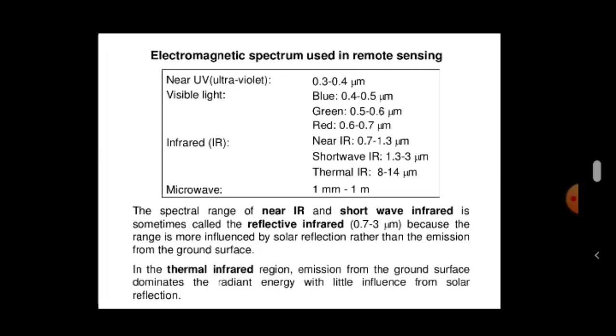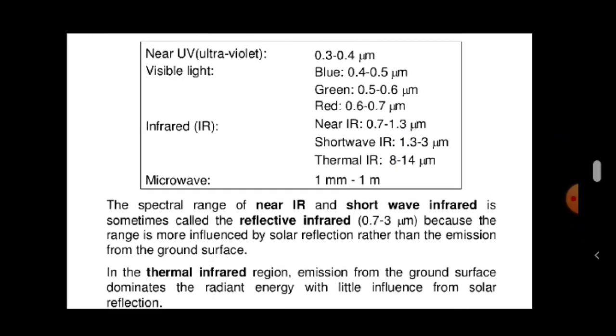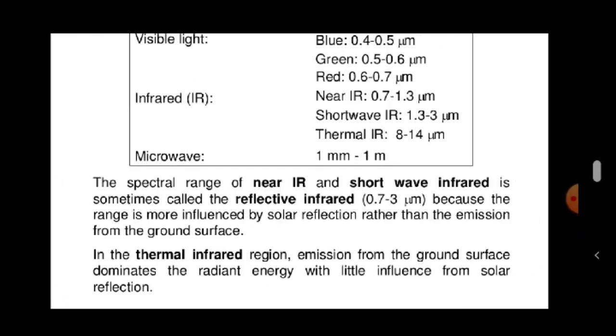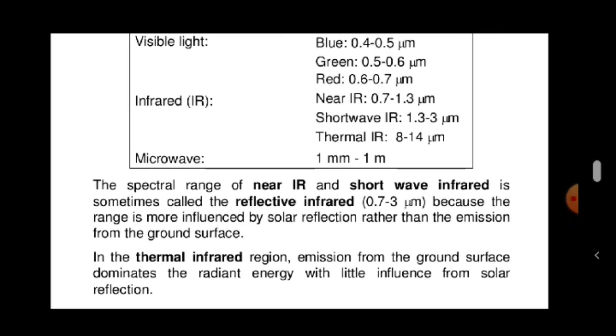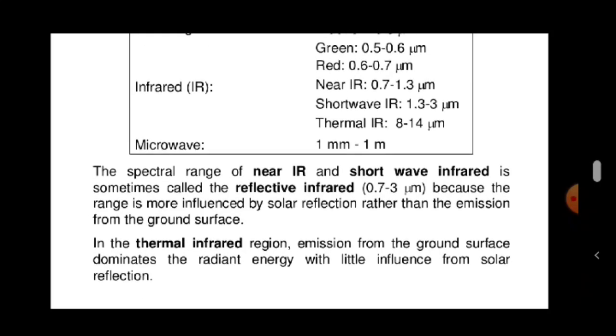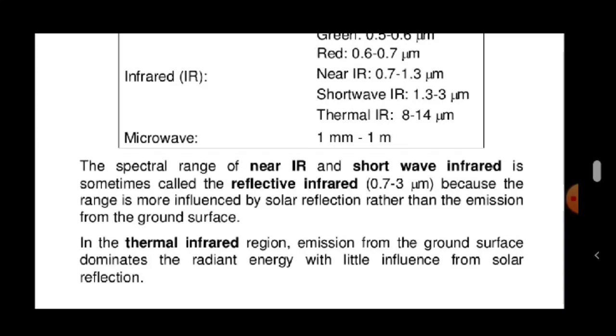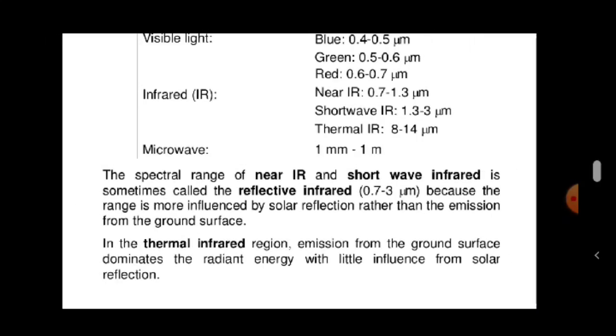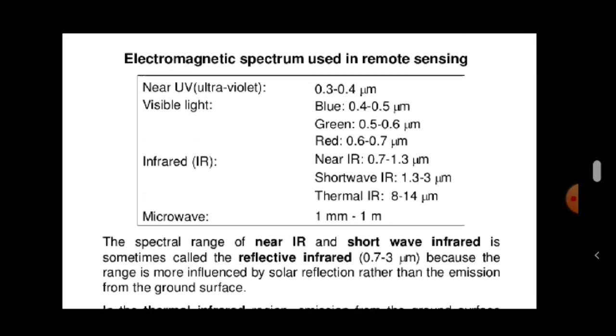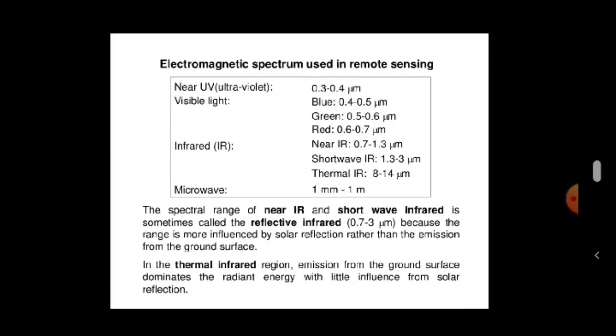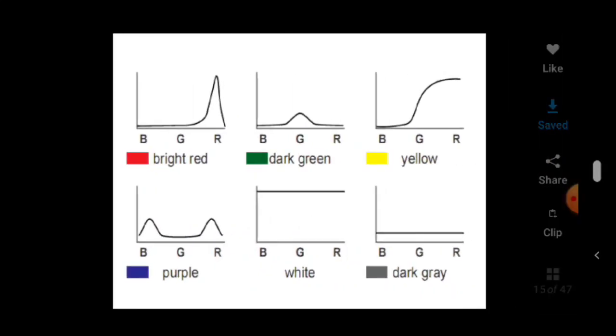So, on the electromagnetic spectrum, as I told you earlier, the spectral range of near infrared and shortwave infrared is sometimes called the reflected infrared, 0.7 to 3 micrometers wavelength range, because the range is more influenced by solar reflection rather than emission from the ground surface. And in the thermal infrared region, emission from the ground surface dominates radiant energy with little influence from solar reflection. I explained those things when I showed you the electromagnetic spectrum.